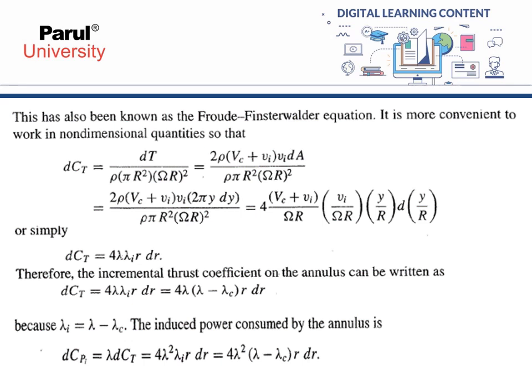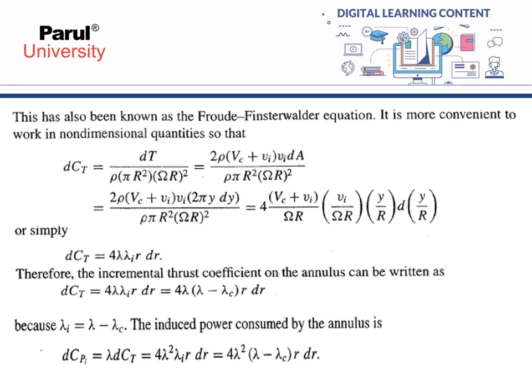It is more convenient to work in non-dimensional quantities, so that dCt is equal to dT upon rho pi R square (omega R) whole square, equal to 2 rho (Vc plus Vi) Vi dA divided by rho pi R square (omega R) whole square, equal to 2 rho (Vc plus Vi) Vi 2 pi y into dy divided by rho pi R square (omega R) whole square, which is equal to 4 (Vc plus Vi) divided by omega R into Vi by omega R into y by R into d of y by R, or simply dCt equal to 4 lambda lambda i r into dr.